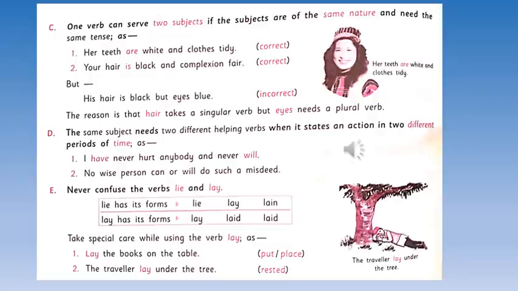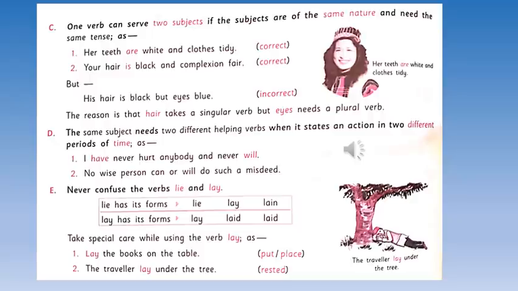But you see the next one: his hair is black but eyes blue. In the bracket it is given as incorrect, wrong. Why is it wrong? His hair is used as singular, so we can clearly use the verb is. But eyes is plural. One subject is singular and the other is plural, so we cannot use a single is. We have to use the verbs separately. The reason is that hair takes a singular verb but eyes need a plural verb, so separately we have to use the auxiliary verbs.